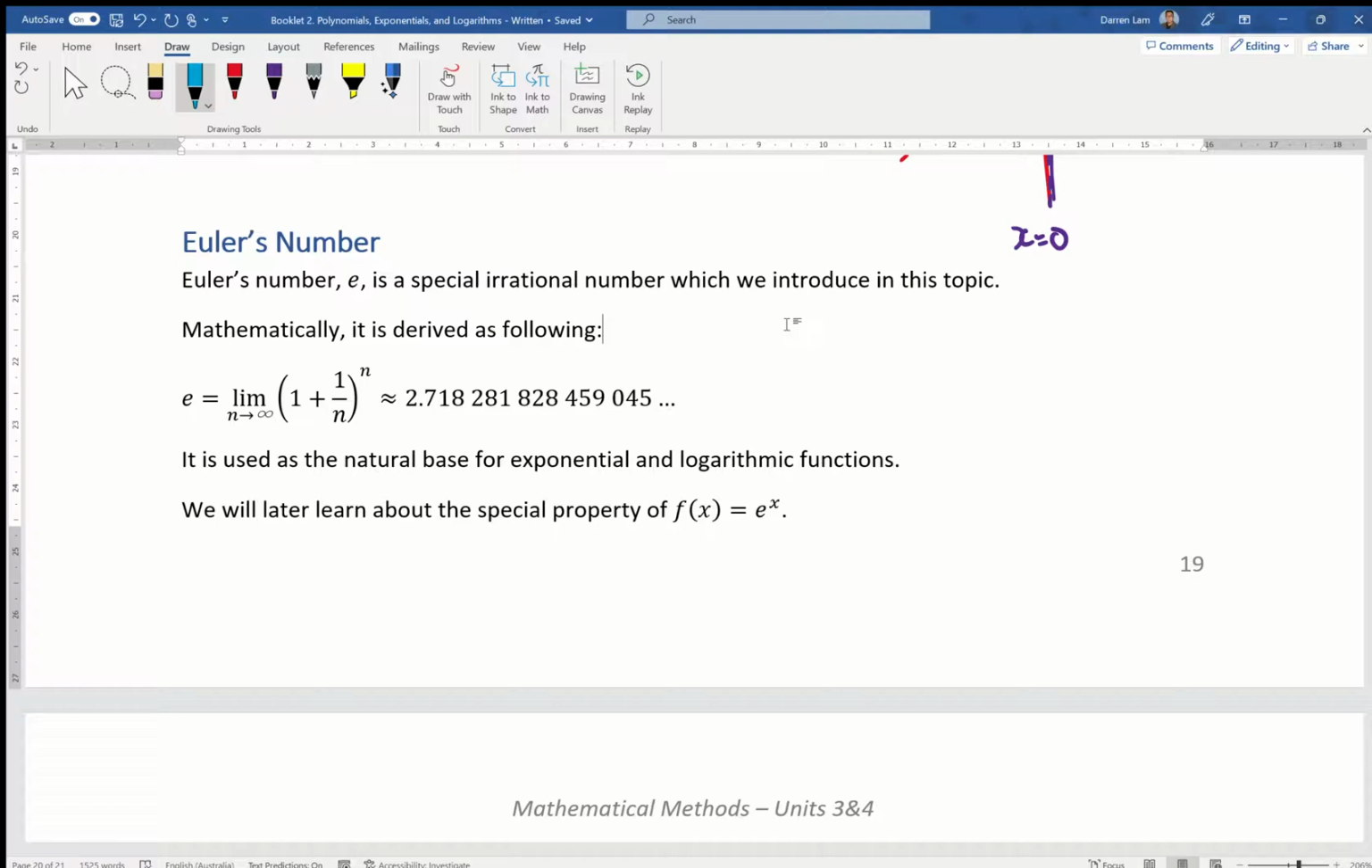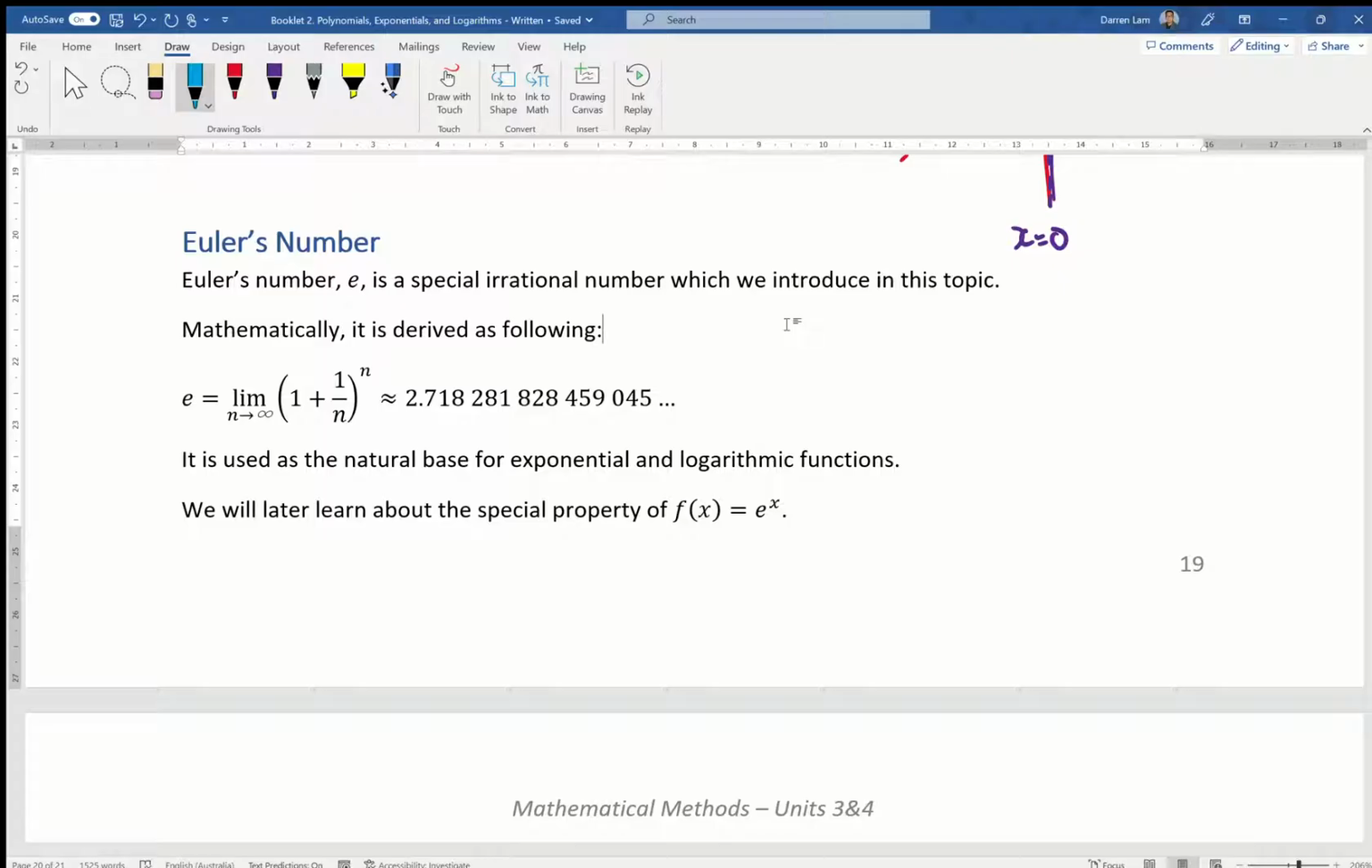Introduction to exercise 9.1 on the natural exponential function y equals e to the power of x. We're focusing on Euler's number, e. Euler's number is a special irrational number which we introduced in this topic. It's very similar to pi, in that it's a special number for a particular reason, but it never ends.